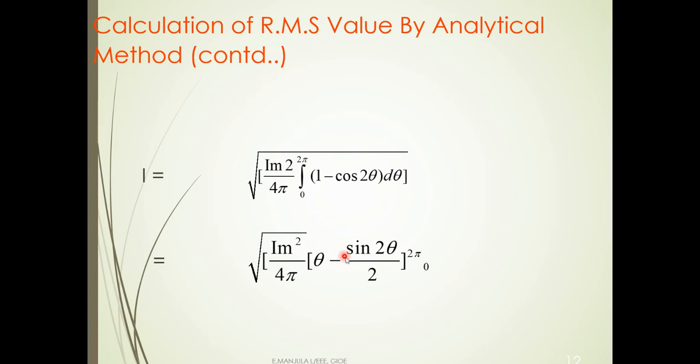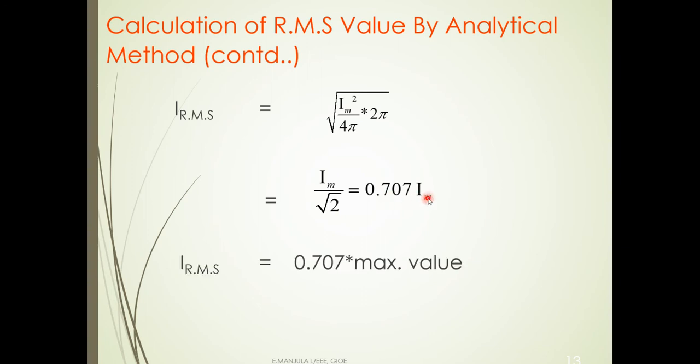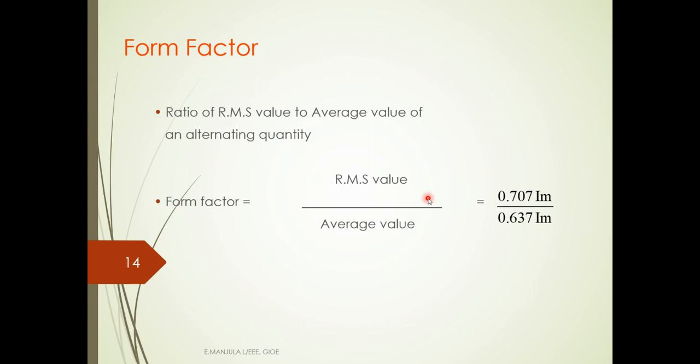I maximum square by 4 pi into theta minus sine 2 theta by 2, with limits from 0 to 2 pi. So here I maximum square by 4 pi into 2 pi. So 2 pi will get cancelled, 2 will be there. So I maximum by root 2 is equal to 0.707 I maximum. So this is the I RMS value. I RMS is equal to 0.707 into the maximum value.